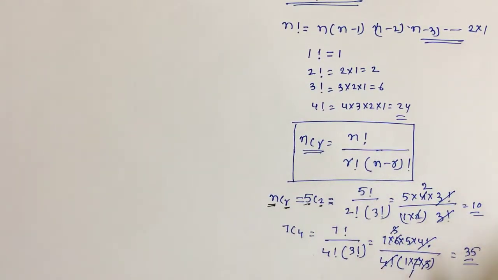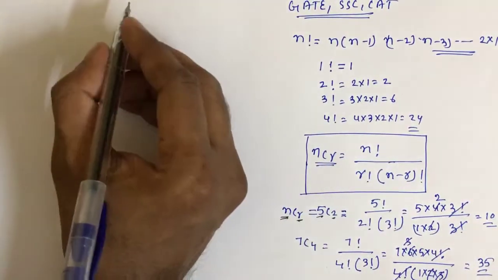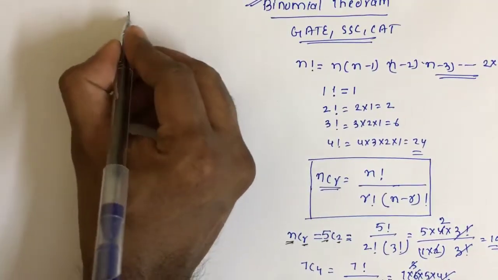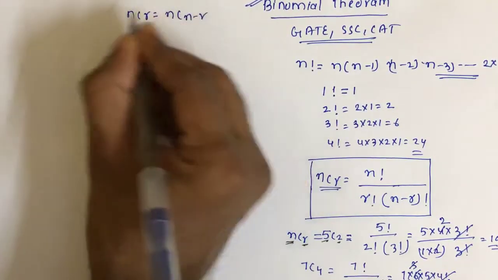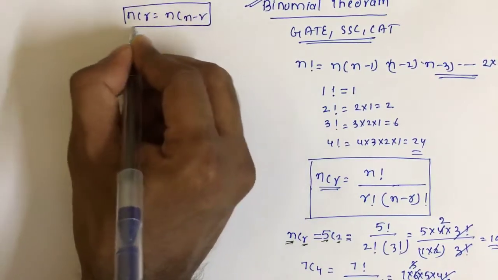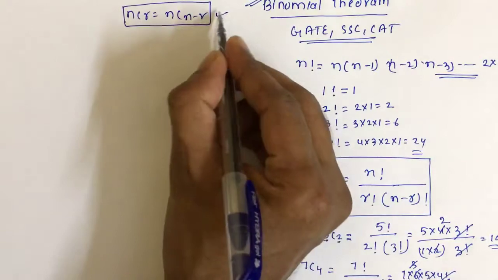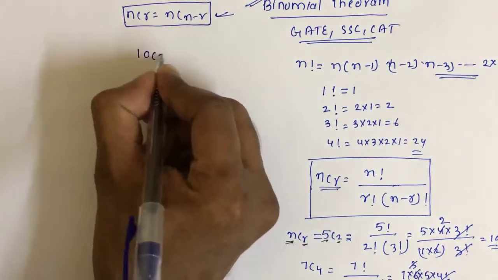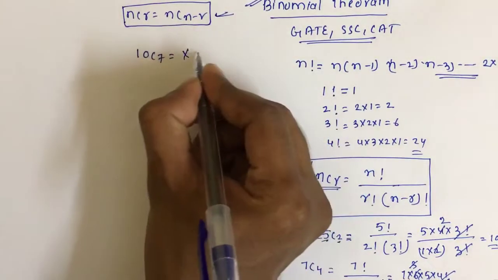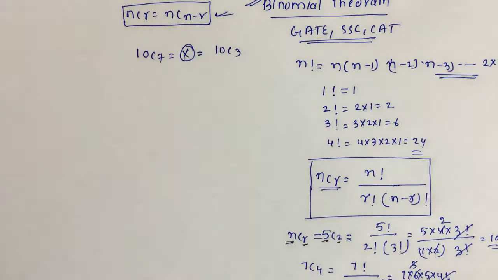So this is the first kind of problem. The second principle we have is nCr equals nC(n minus r). Now we will do problems based on this principle. The question they may ask is like this: 10C7 equals x, and this equals 10C3. So what is the value of x?